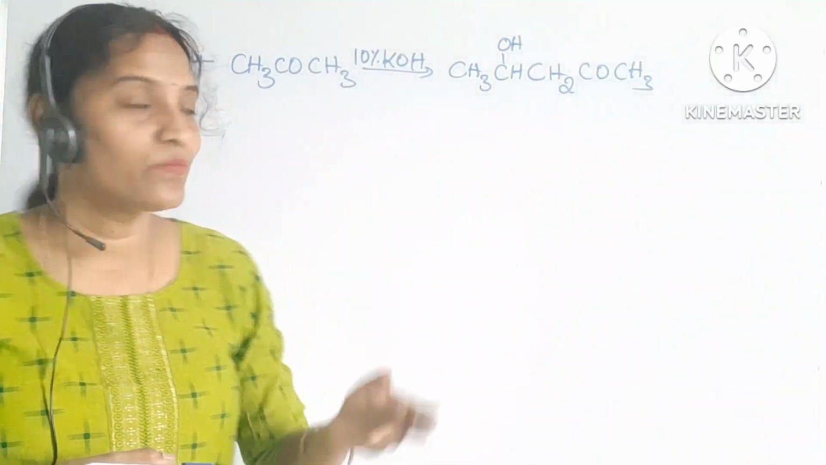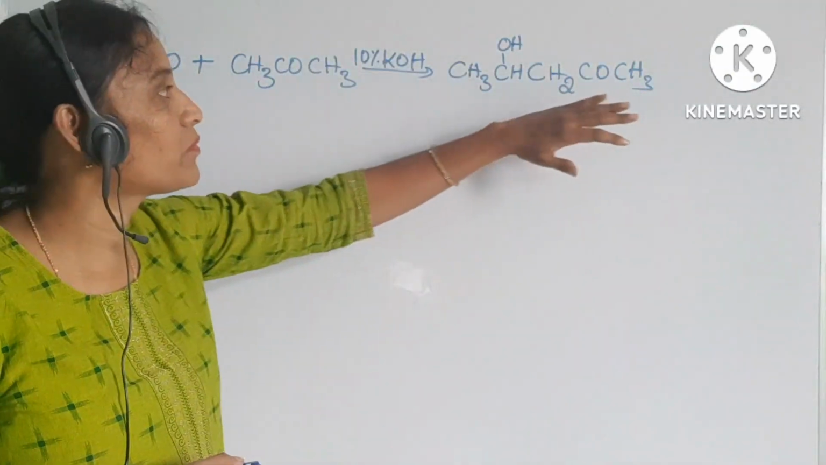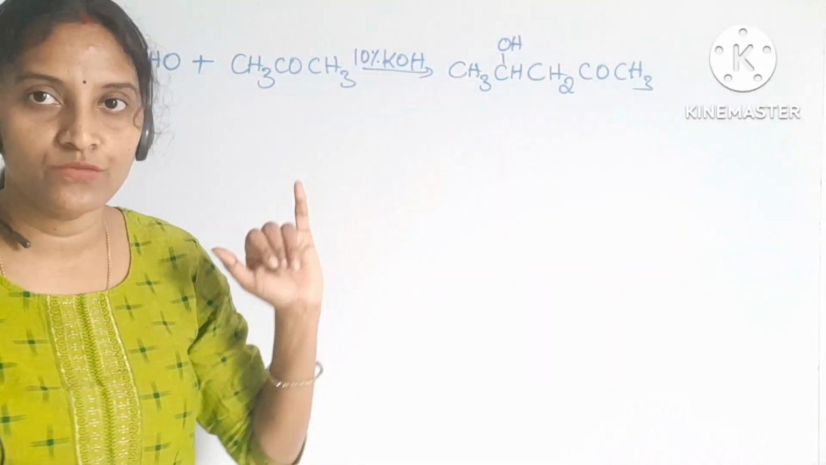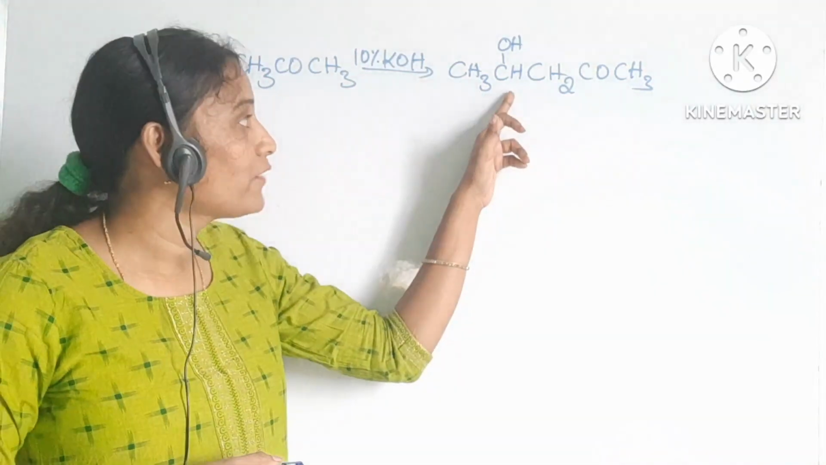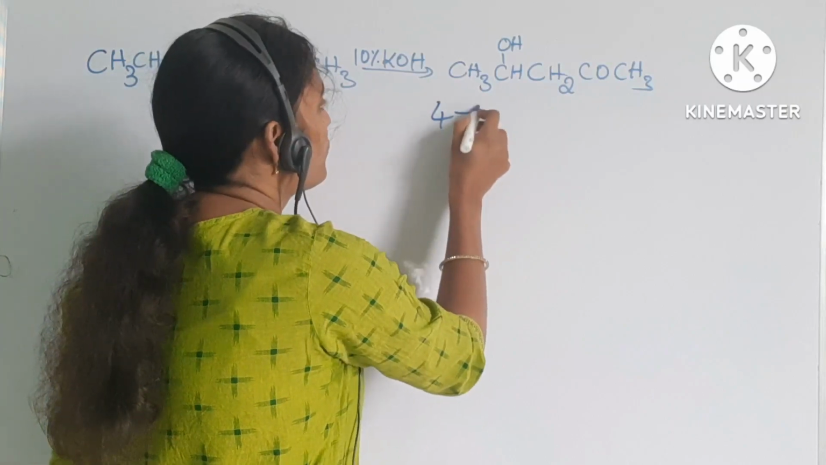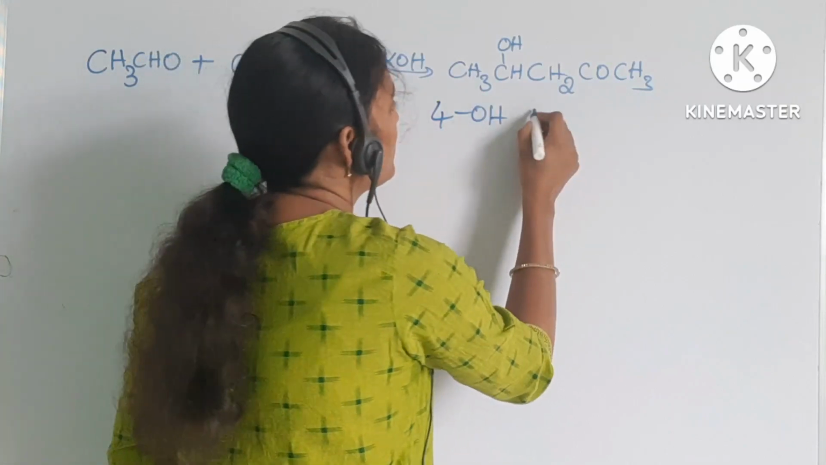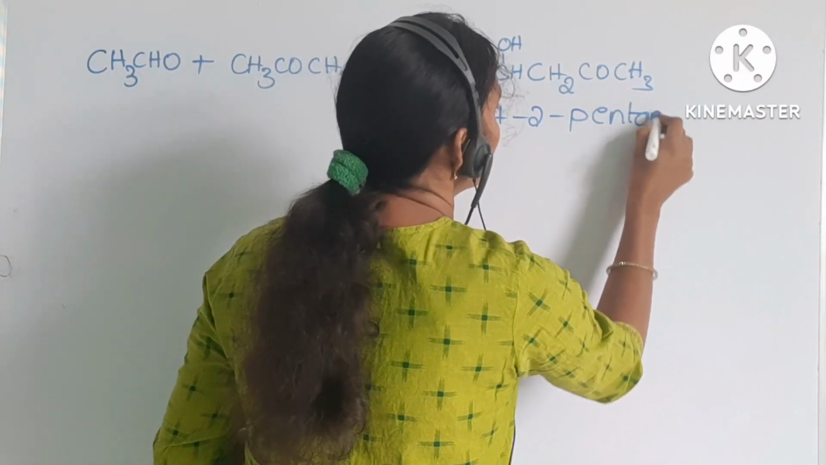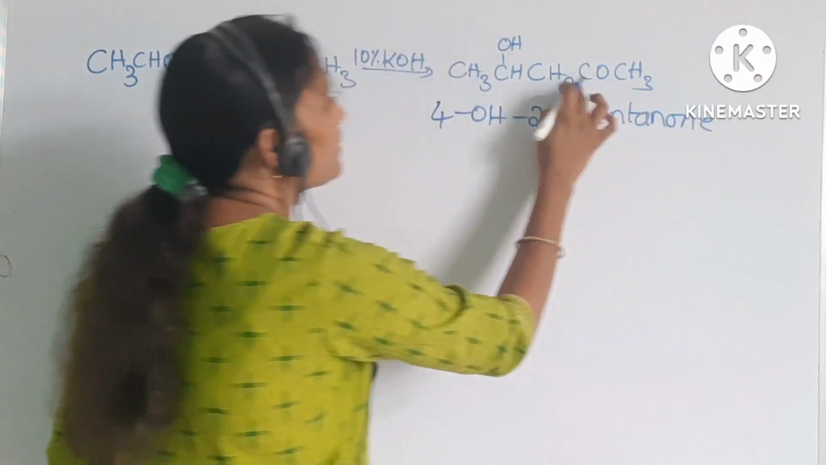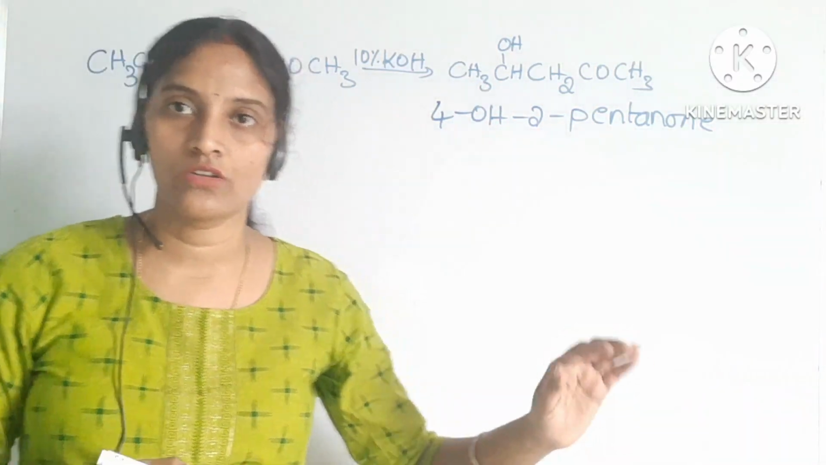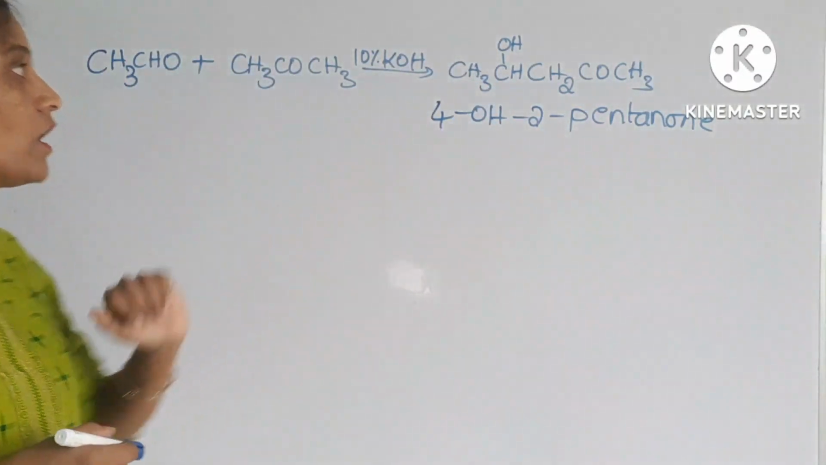What is the name of this compound? See how many carbons are there? Meth, eth, prop, but, pent. 5 carbons are there. At 4th place, hydroxy functional group is there. 4-hydroxy 2-pentanone. 5 carbons are there in this molecule, so that is the name of this compound.